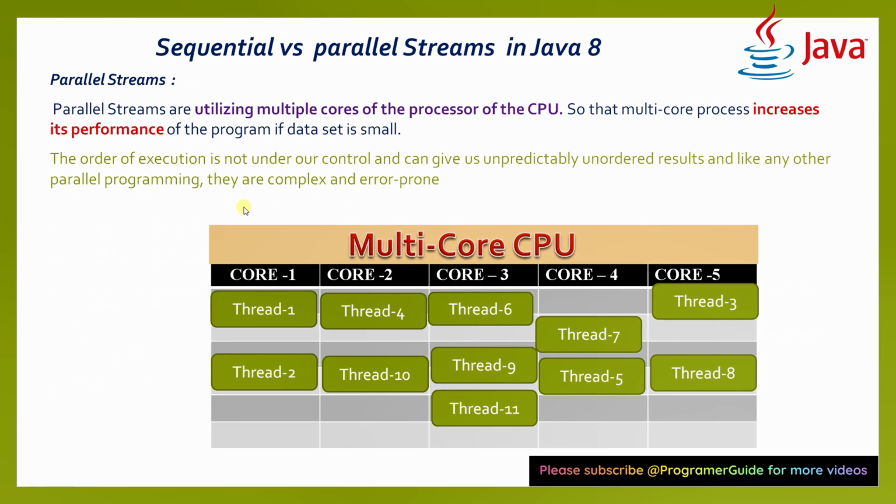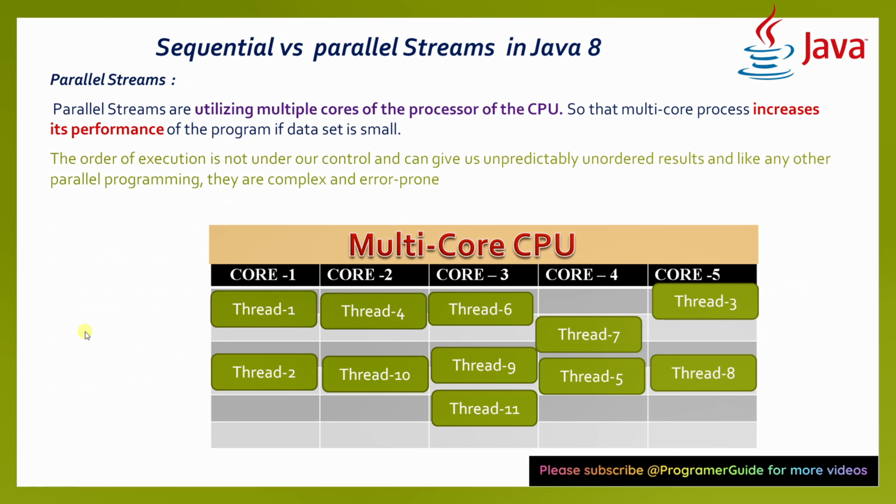Now coming to the parallel streams, parallel streams are going to utilize multiple cores of the CPU processor, so that on a multi-core processor performance is going to be increased. Since all data is going to be divided into small sets of data, performance is going to be increased.